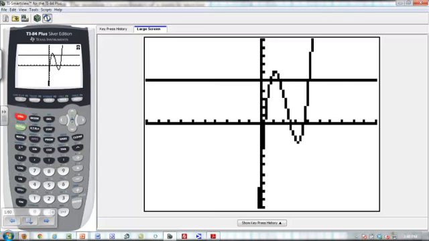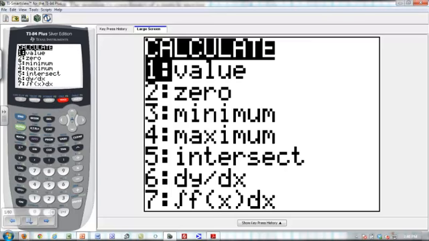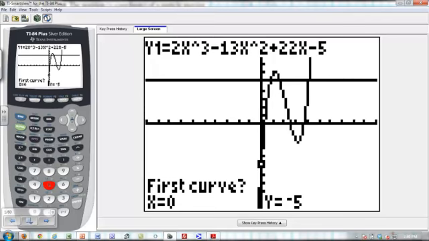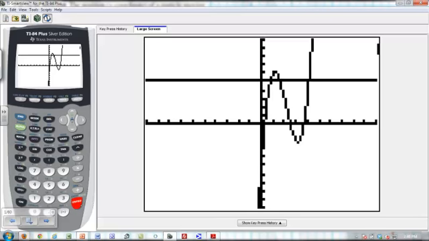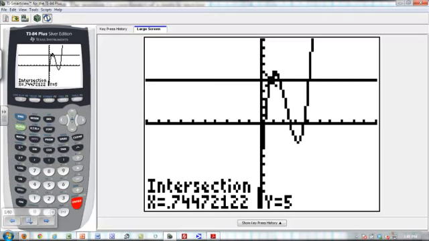I think it's under second calc. I'm looking for an intersection, which is option 5. I have to choose which are my curves. There's my first curve, there's my second curve, and then I have to put in a guess, about there. Why first curve, second curve? Because you can have more than two curves on your graphing window at the same time, you have to choose which two curves you're looking for the intersection of. And then you have to put in an approximate guess of which intersection you want.